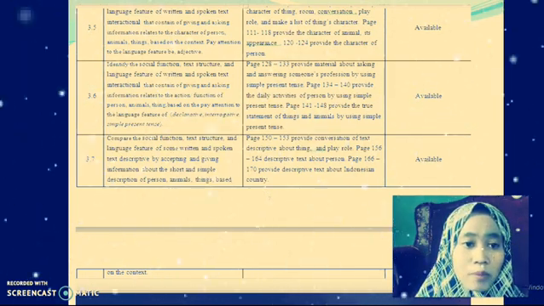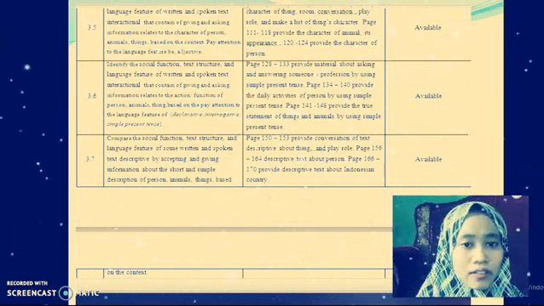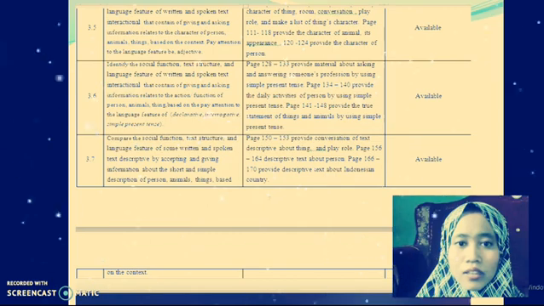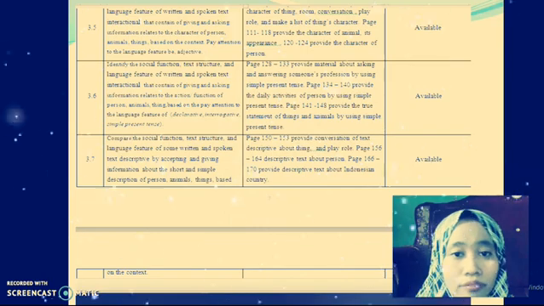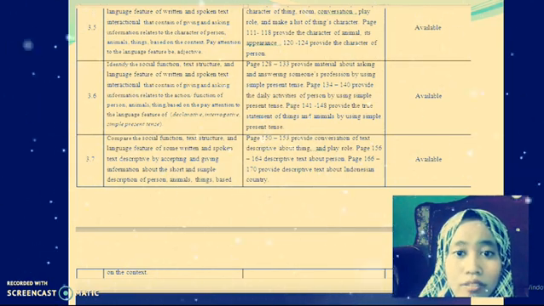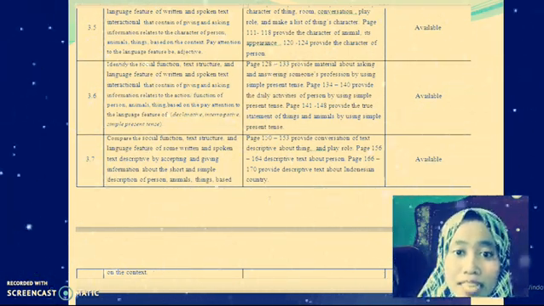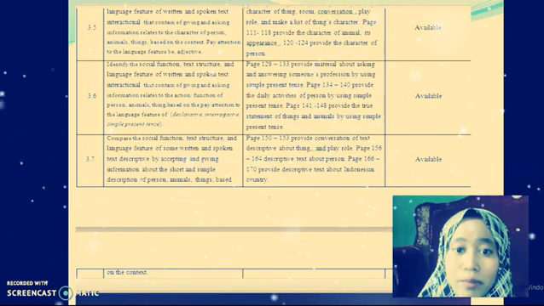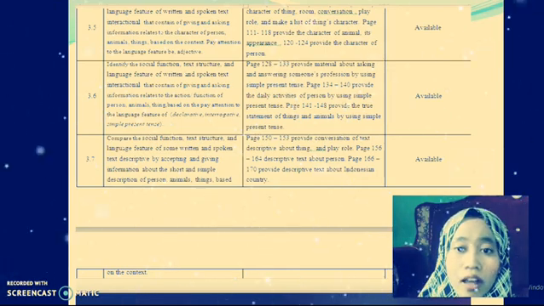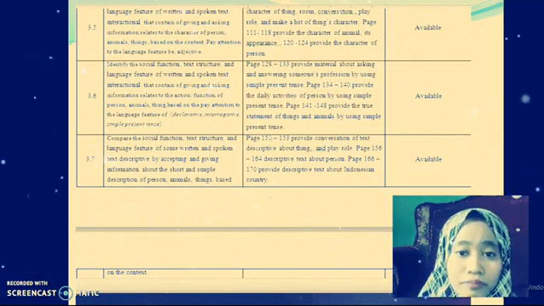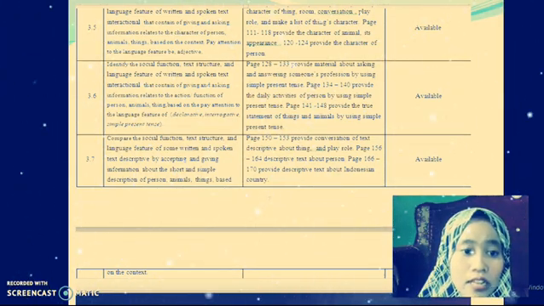And for the basic competence 3.6, identify the social function, and you can read it in the syllabus. It is also available with the textbook because the textbook on pages 128 until 133 provides material about asking and answering someone's profession by using simple present tense. And also pages 134 until 140 provide the daily activities of a person by using simple present tense.